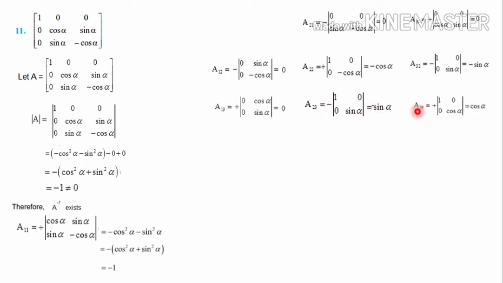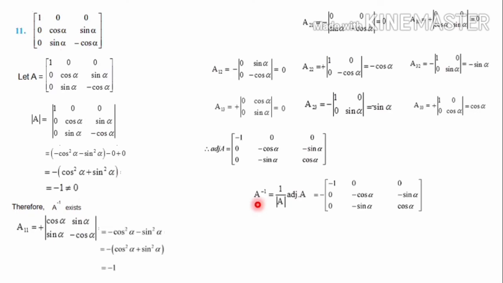Next one is A33, that is the cofactor of the A33 element. Third row, third element. The element is minus cos alpha. If you take minus cos alpha, that particular row and column we have to eliminate. 1, 0, 0, cos alpha we have to write as a determinant. The final result we have got is cos alpha. Next we have to write the adj as before. We can write that as minus 1, 0, 0, 0, minus cos alpha, minus sin alpha. Next 0, minus sin alpha, cos alpha.